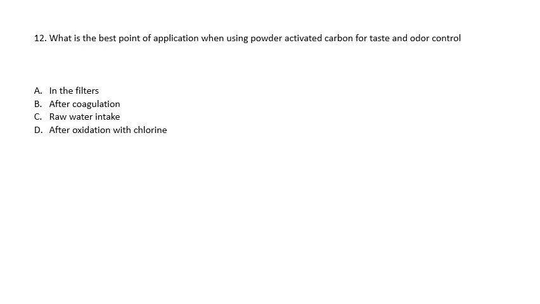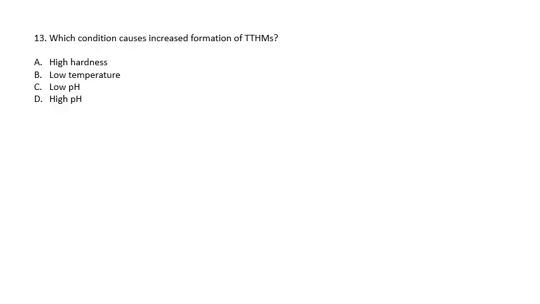What is the best point of application when using powdered activated carbon for taste and odor control? In the filters, after coagulation, the raw water intake, or after oxidation with chlorine? The answer is the raw water intake. Which condition causes increased formation of TTHMs? High hardness, low temperature, low pH, or high pH? The answer is high pH.